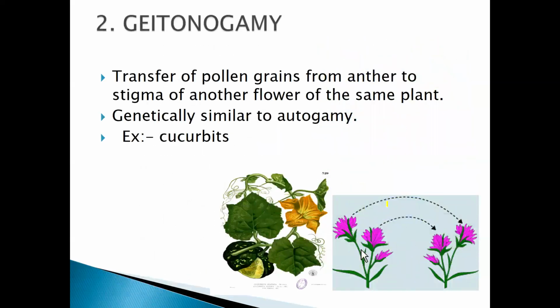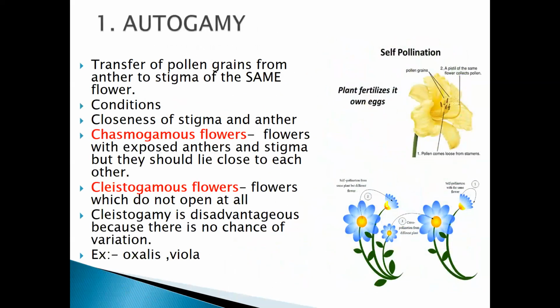So if you are asked to write about autogamy, that is self pollination, first you need to give the definition. What is autogamy? That is transfer of pollen grain from the anther to the stigma of the same flower.